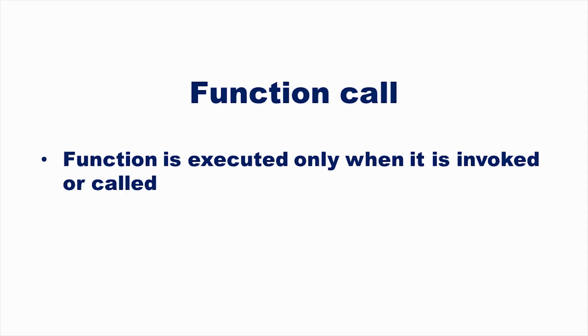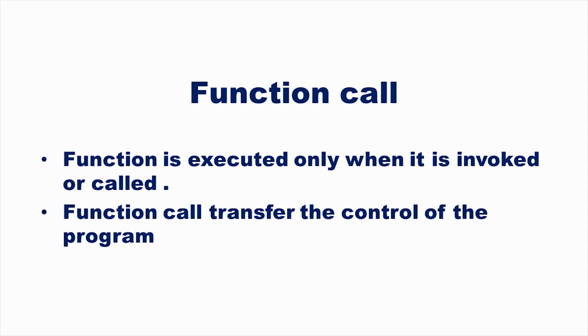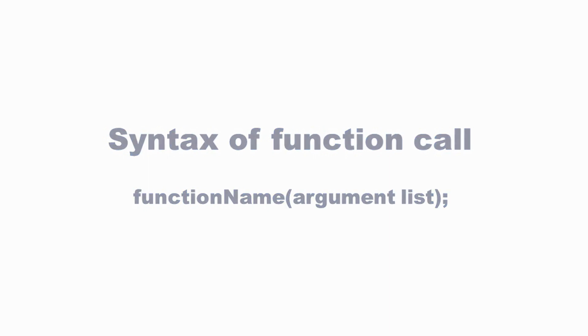Now we will discuss function call. Defining a function does not execute the function. A function is executed only when it is invoked or called. Function call transfers the control of the program to the called function. The syntax of function call is function name, within the brackets the argument list, and put the semicolon.